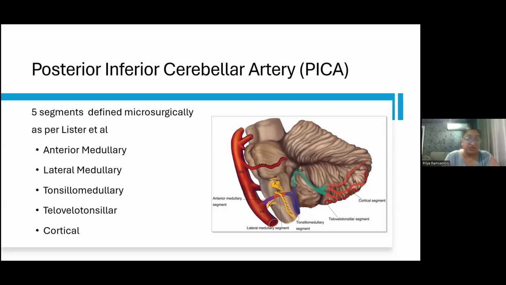And then the tonsillomedullary, which is in purple again, and that's important for us to recognize, is that it basically marks the transition between the proximal, which is medullary supply. Because remember I said the anterior and the lateral basically supply the medulla. And so it marks the transition between the proximal and the distal part of PICA. And now the distal part of PICA is what goes on to supply the cerebellum. So that telovelotonsillar portion in green that we're seeing and the cortical branches, these go on to give rise to choroidal arteries, and they go on to supply the cerebellar surface itself.